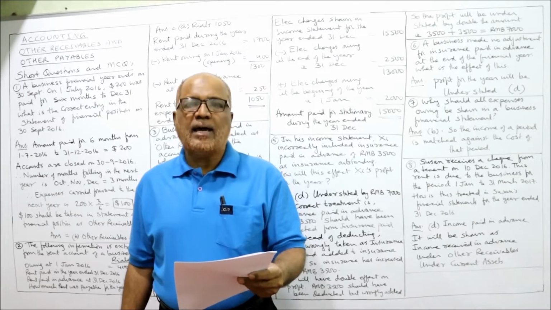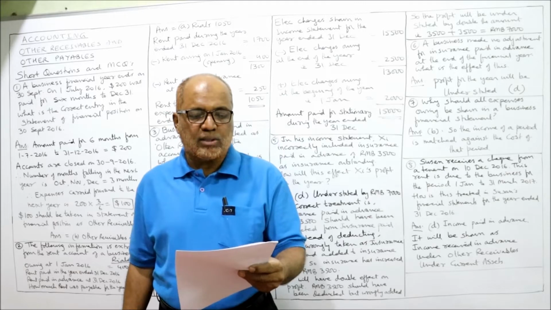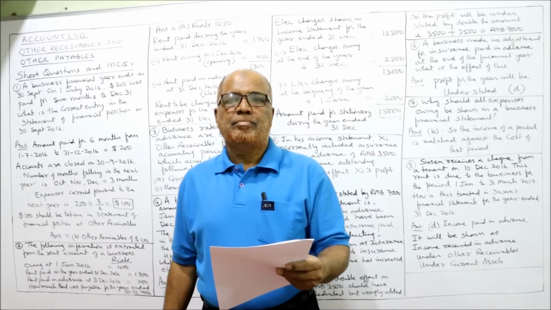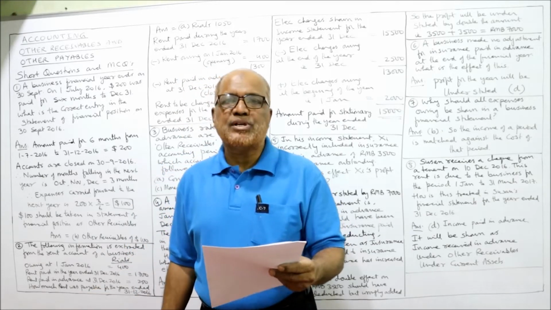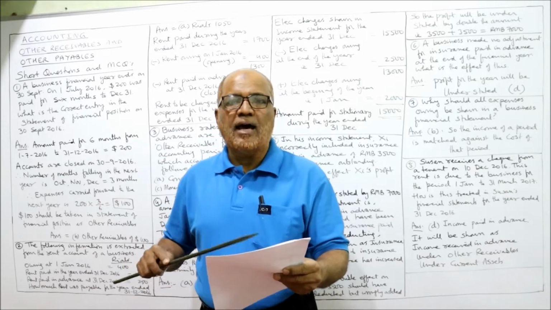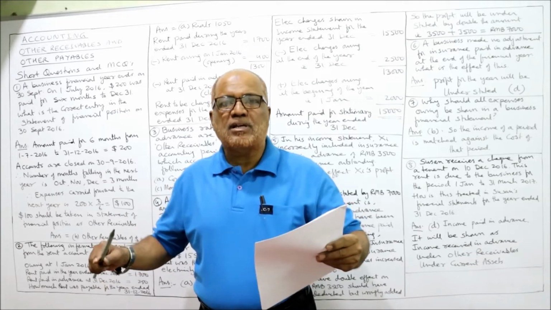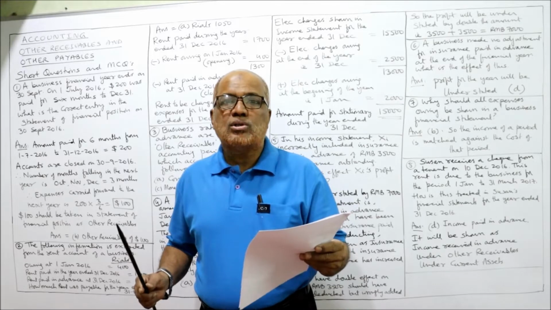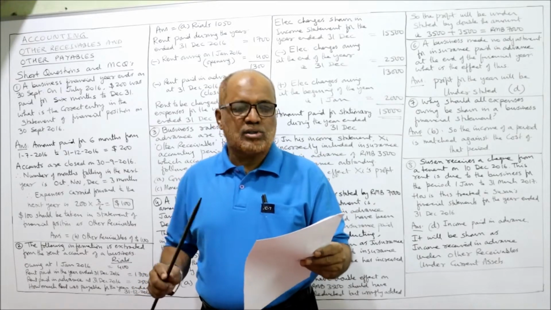On 1st July 2016, $200 was paid for insurance for 6 months to 31st December. The business has paid insurance premium for 6 months. The period of 6 months starts from 1st July and ends on 31st December. For these 6 months, insurance paid is $200. Accounts are closed on 30th September.